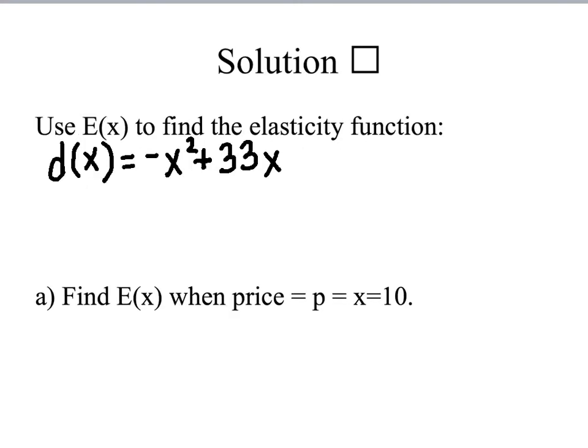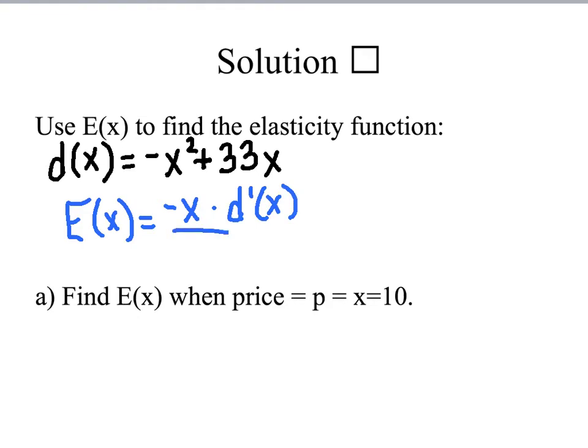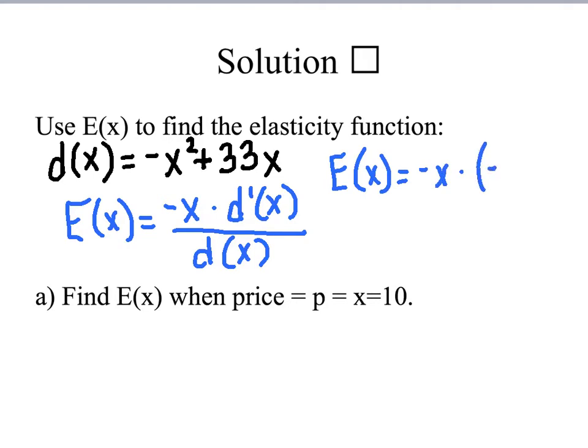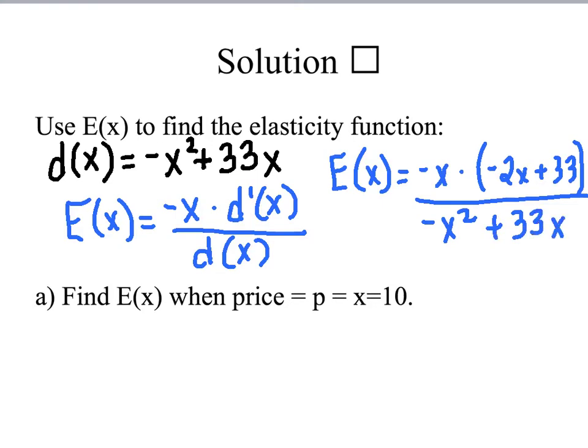Okay, so let's first of all just rewrite our general elasticity function so that it will be easy for us to see and use. So negative x times the derivative of our demand function all over our demand function. And following from here, simply let's go ahead and use the function that we have. So we will say E of x is equal to negative x times the derivative here, which would be negative 2x plus 33, all over our original demand function, which is negative x squared plus 33x. Continuing from here, we are simply just going to come up with the value once we substitute 10 in for x.